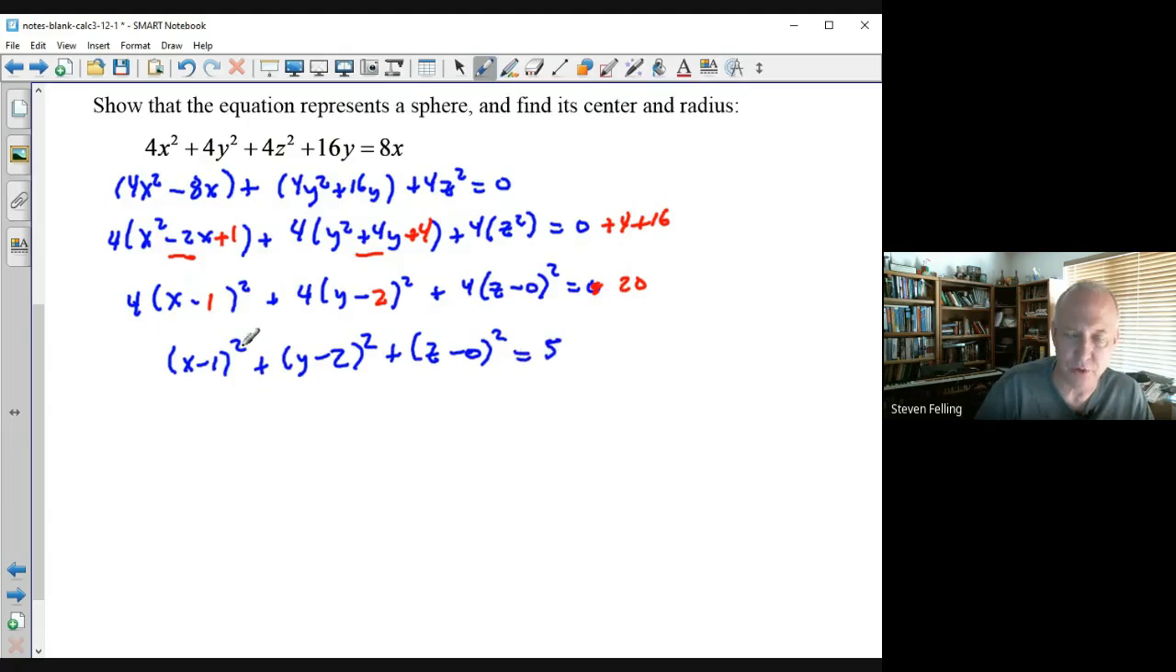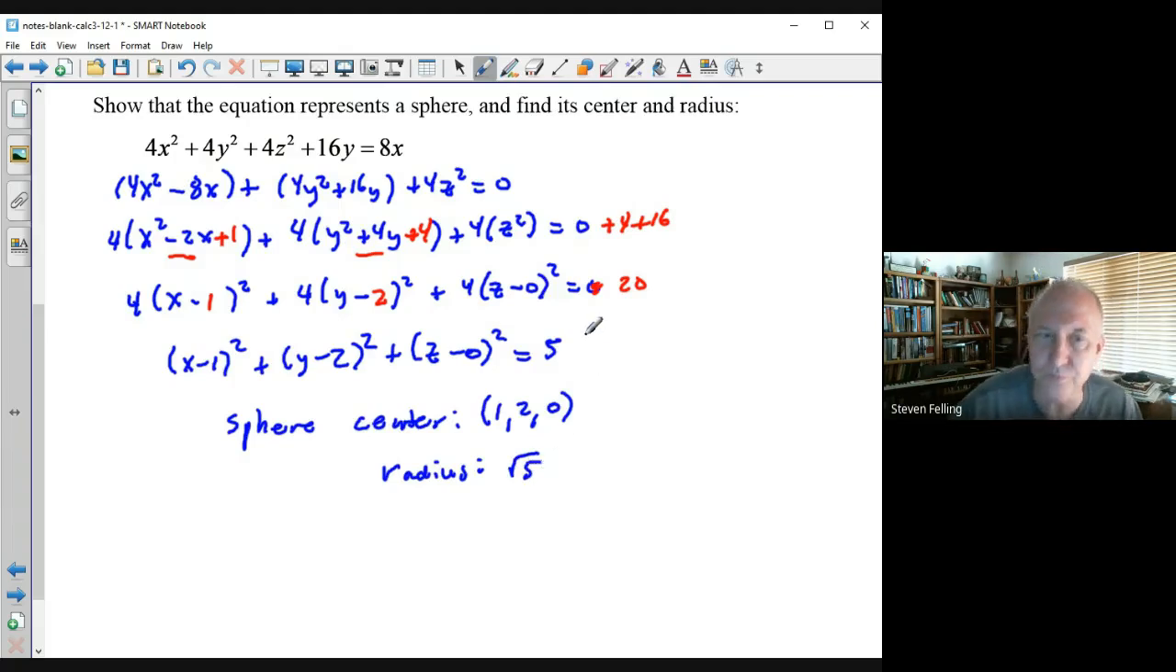Okay, so now I know by inspection that this is a sphere, right? And the center of the sphere is at 1, 2, 0. And the radius of the sphere is the square root of 5, because that number out there is r squared.